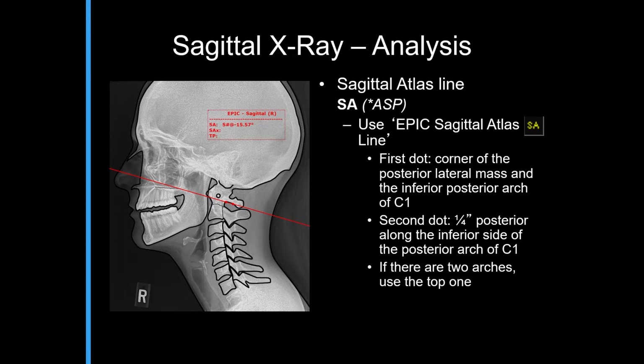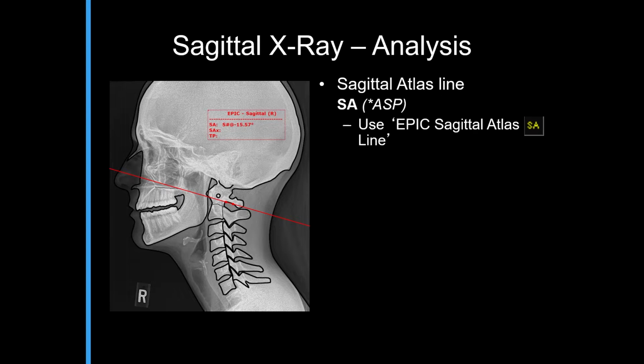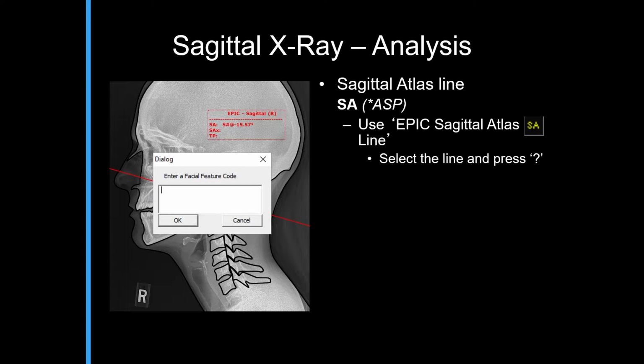Once you have that, if there are two arches, just so you're aware, then we'll go to another slide and show what does that mean. But sometimes you have a double arch sign, and you would actually use the top one, or the one that's higher. If the angle is over 20 degrees or above an S3, you want to take the frontal view at an S2 at 10. I'll describe why we do that. All right, then you press or click the line and press that question mark, and you'll enter in a facial feature code. This will collaborate with what facial feature you're going through when you're trying to take that frontal view.